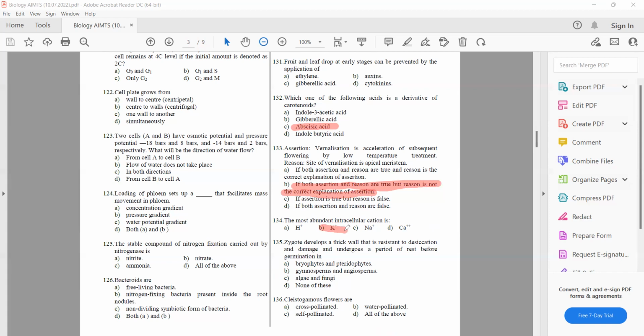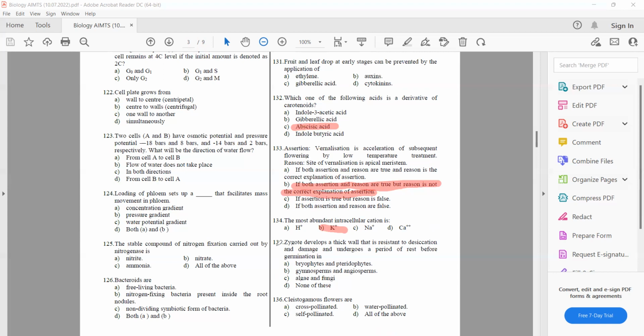So 134, it is K+. 135, zygote develops a thick wall that is resistant to desiccation and damage and undergoes a period of rest before germination in.